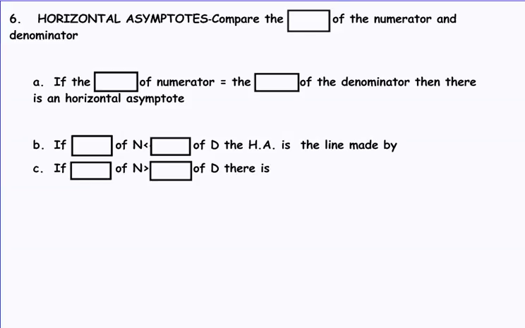Okay, so we're going to compare the degree of the numerator and the degree of the denominator. Remember, this is the exponent. This is the highest or the biggest exponent in the numerator against the biggest exponent in the denominator. So with that said, if the degree of the numerator is equal to the degree of the denominator, and guys, this is a big deal, okay? Then there is a horizontal asymptote.